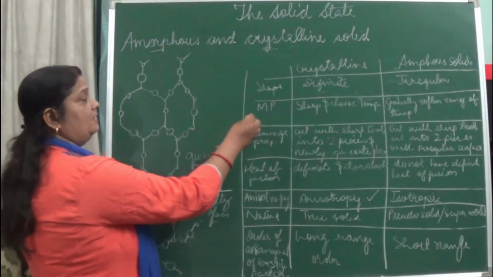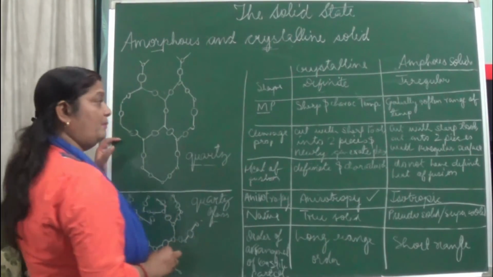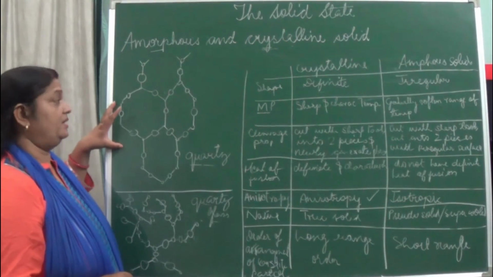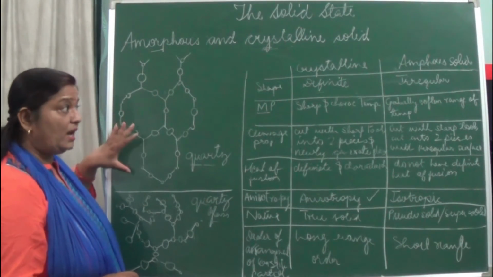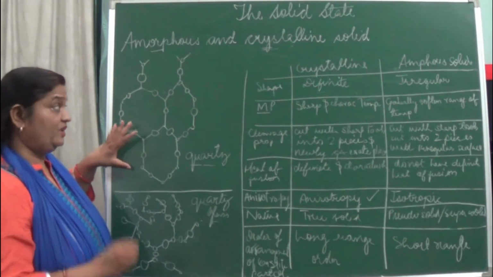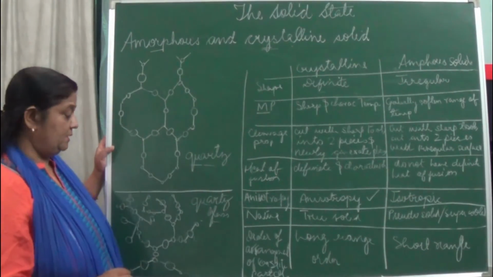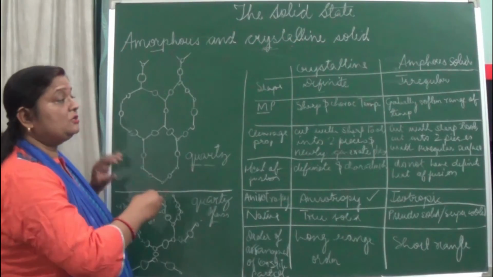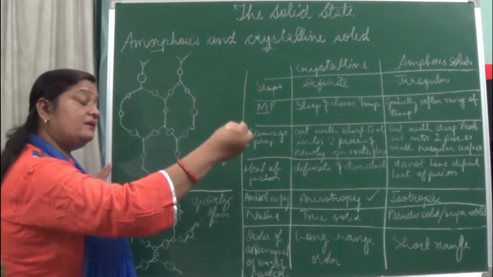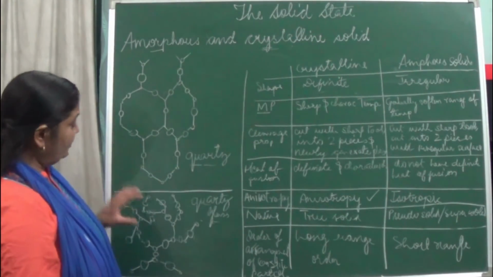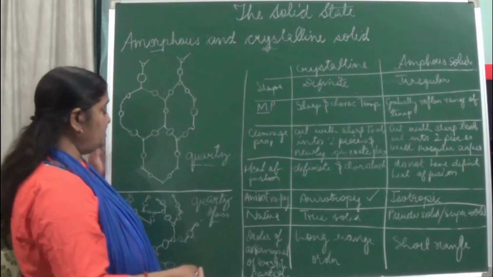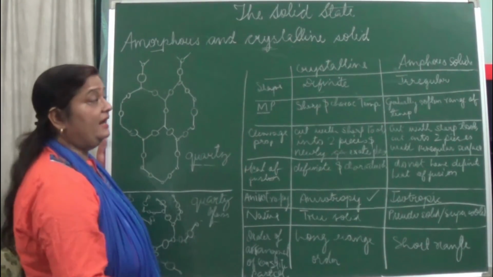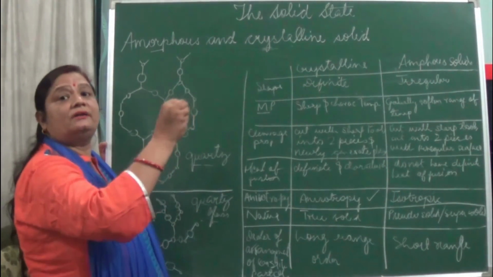Now coming to the melting point. The melting point of crystalline solids is high, and it has a specific temperature at which it will melt. But what happens to the amorphous solid? It softens over a wide range of temperature. How can we say that? Because when you apply heat, it doesn't have a specific temperature at which it melts. It melts over a wide range of temperature.